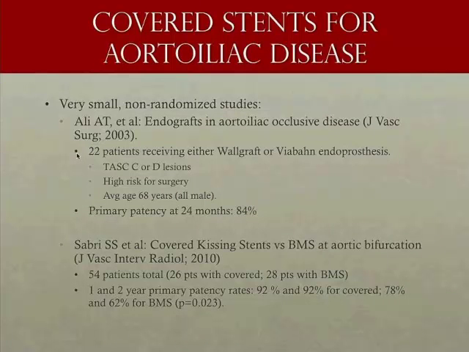A subsequent study, published about 7 years later, was not much different in terms of population size, just 54 patients. This study looked at covered kissing stents versus bare metal stents in a kissing fashion at the aortic bifurcation. Half of these patients received covered stents, and the other half received bare metal stents. The 1- and 2-year primary patency rates were 92% and 78% for the covered stents, versus 78% and 62% for bare metal stents. That was found to be significant despite, again, a very small population size.